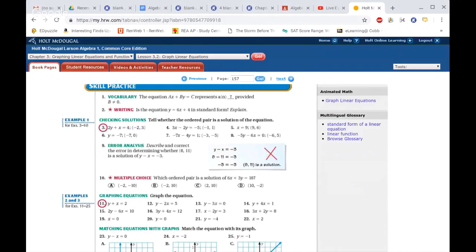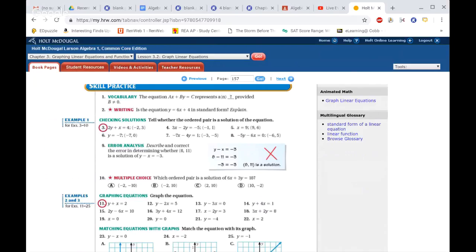Okay, great one to ask a question on. Great question. Okay, the problem is x equals 9. Tell whether the ordered pair is a solution of the equation. And the ordered pair is 9 and 6.